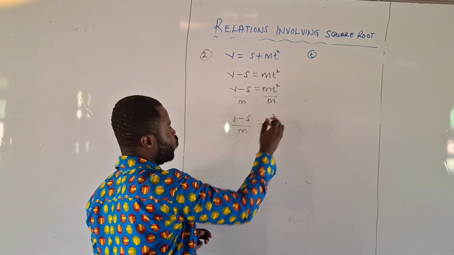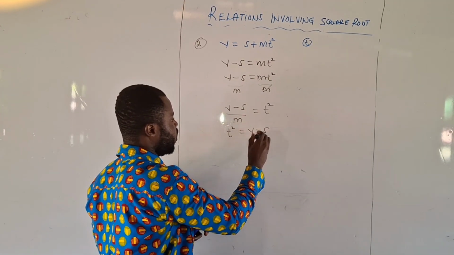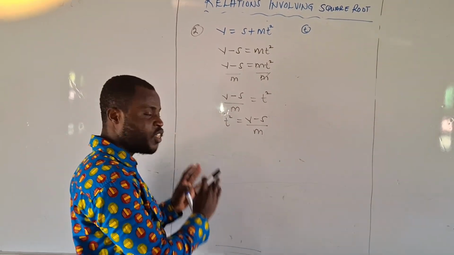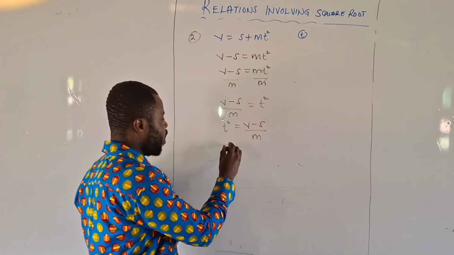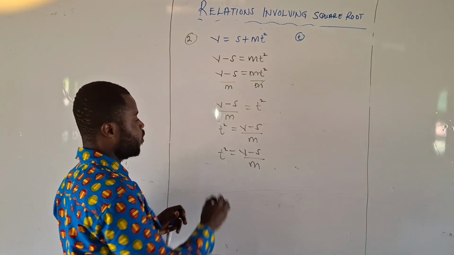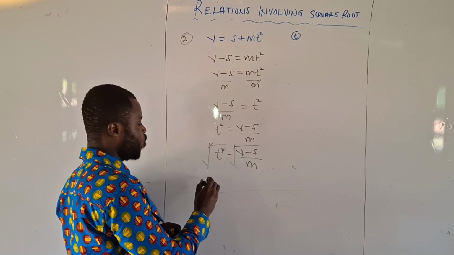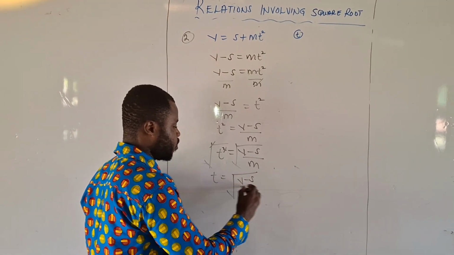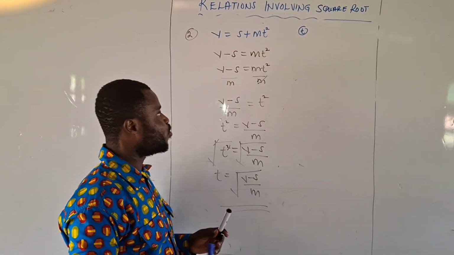Now we have our T squared, which is the same as T squared is equal to V minus S all over M. Now this is T squared, it is not T. So here too you have to eliminate the square. And as I said earlier, what do we use to eliminate a square? You square root both sides. So the square root here, then you square root here as well. So this square will cancel this square root. Now T is equal to the square root of V minus S all over M. So this is how we make T the subject in this situation too.